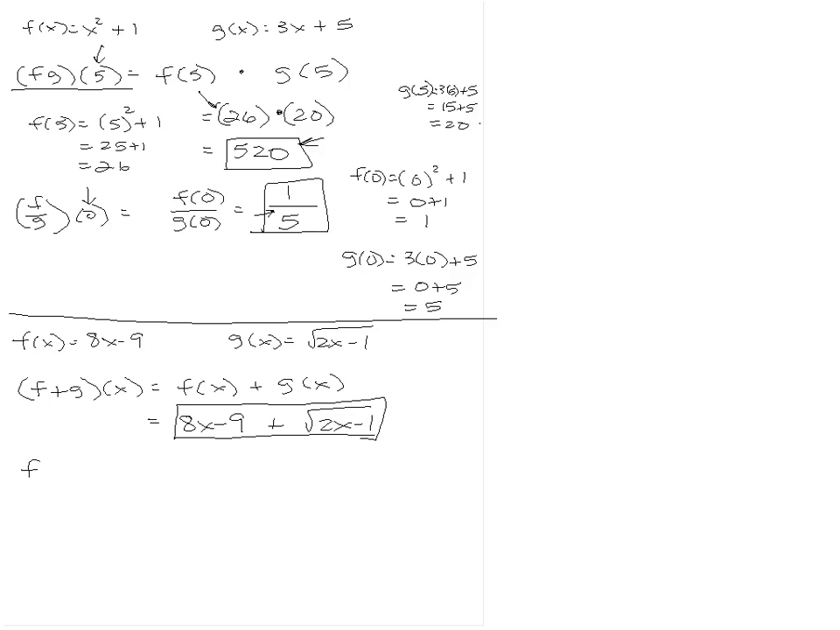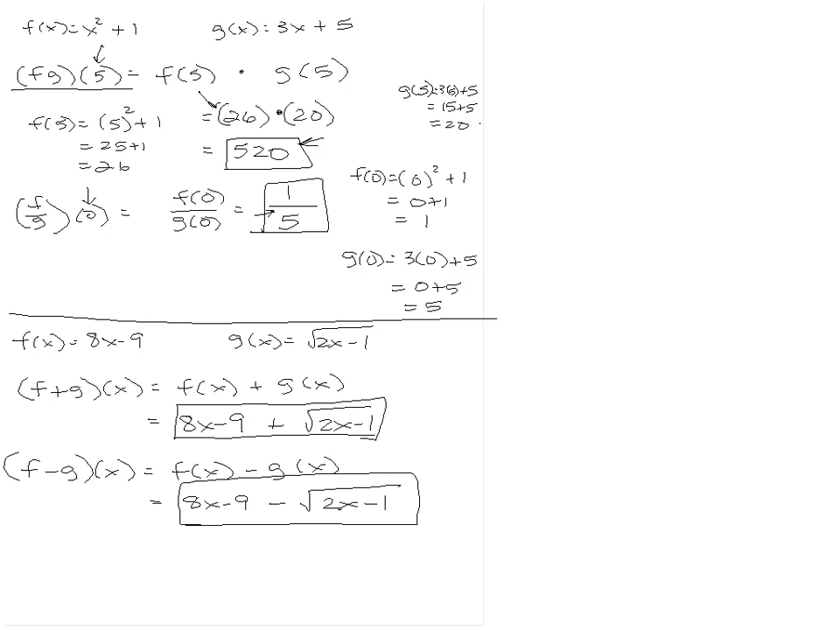What if I asked you for f minus g of x? That means f of x minus g of x. So f of x is 8x minus 9, and g of x is the square root of 2x minus 1. Can any of these be subtracted? Nope. So there's your answer. Notice I'm asking you in terms of x, and your answer is in terms of x.